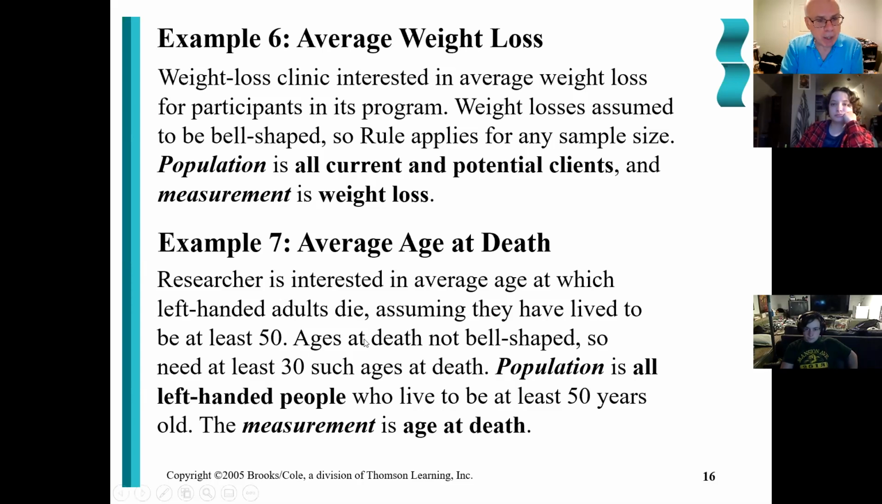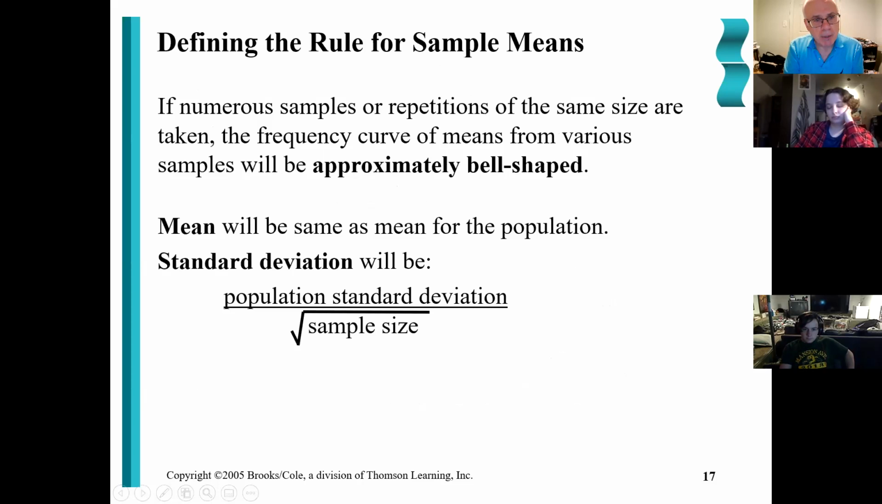Obviously, there are other examples. Here's another example. This is the average age at which a left-handed adult dies. I don't know why anybody wants to know that, but that's what it is. And we're assuming they've lived to at least age 50. They're saying here the ages at death are not bell-shaped, so we need at least 30 such people in our sample. All right. What's the population? All left-handed people. And what's being measured? Their age at death.